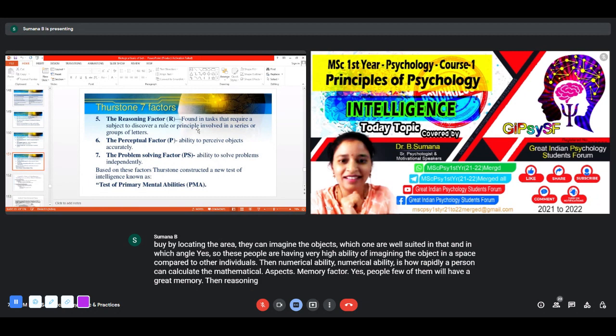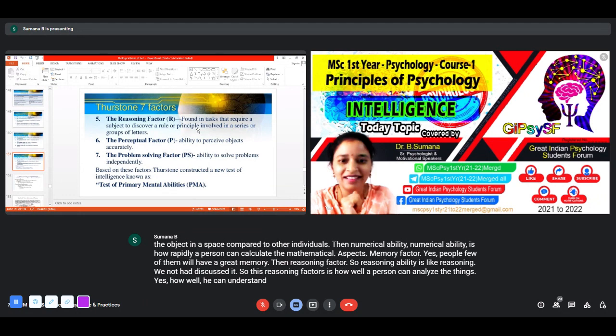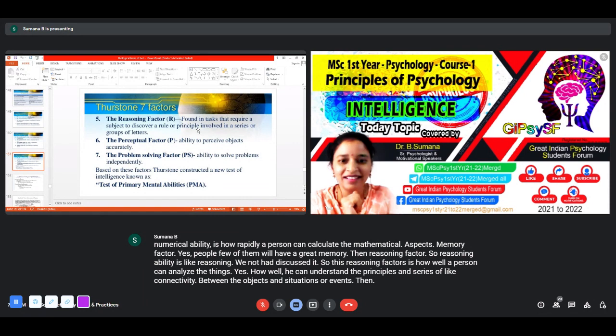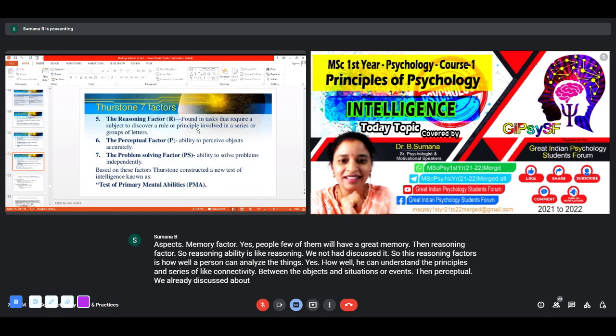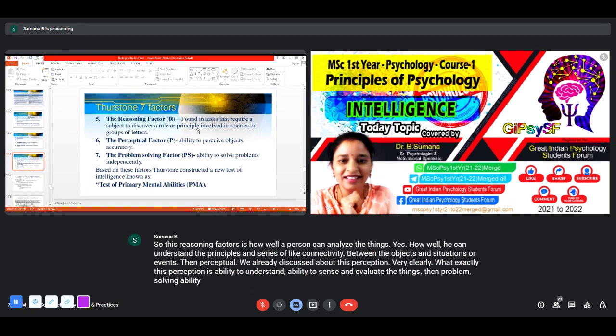Then the reasoning factor, which we have not yet discussed. Reasoning is how well a person can analyze things, how well he can understand principles, series, and the connectivity between objects, situations or events. Then perceptual, which we already discussed very clearly: the ability to understand, sense and evaluate things. Then problem solving ability, related to anything, from academics to lifetime problems.